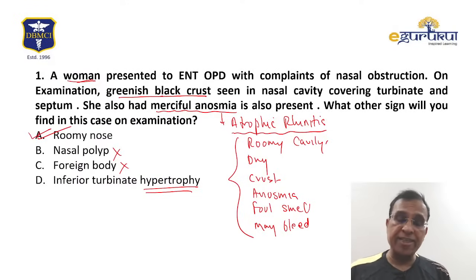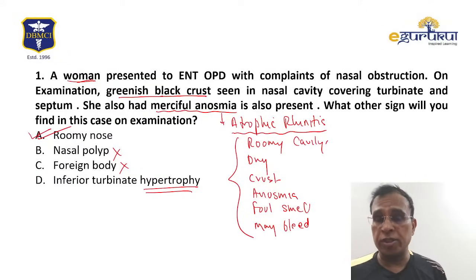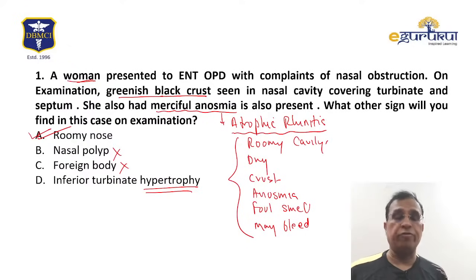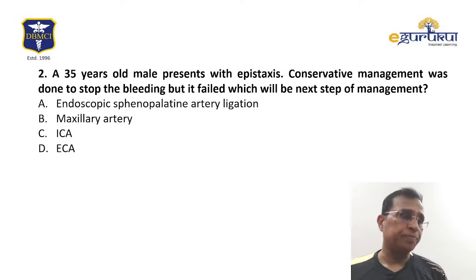In atrophic rhinitis, they ask you merciful anosmia. They ask you about alkaline nasal douche. They ask you the name of the surgeries like Young's operation, modified Young's operation. So read this topic very nicely because this is the most important rhinitis from the exam point of view. Very commonly asked rhinitis from the exam point of view. But we'll go to the next question.